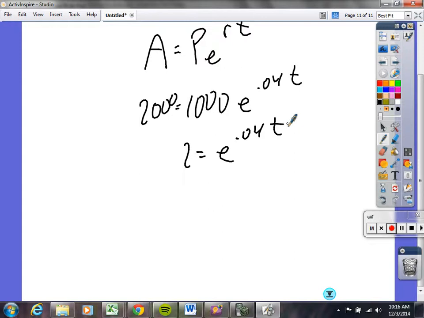Is everybody there with me? Now how do we solve for t? I'm going to take the ln. Why would I take the ln instead of a log? Ln gets rid of an e. A log does not get rid of an e, does it? So that's why I'm going to do it.